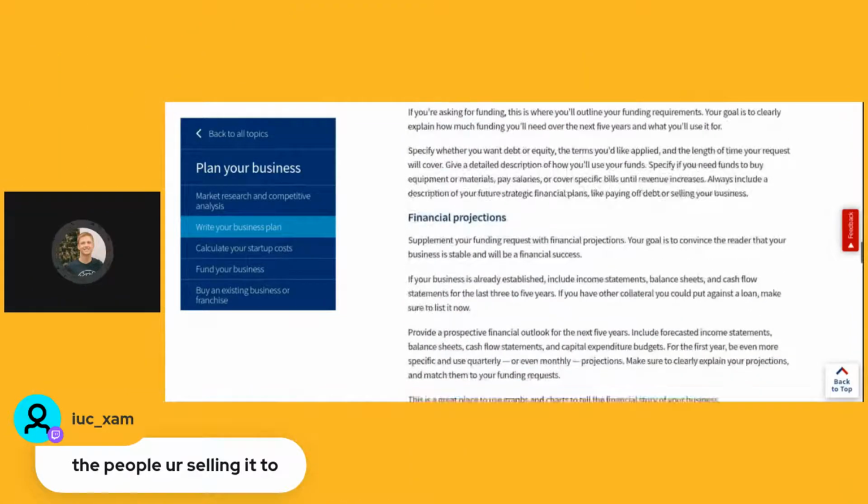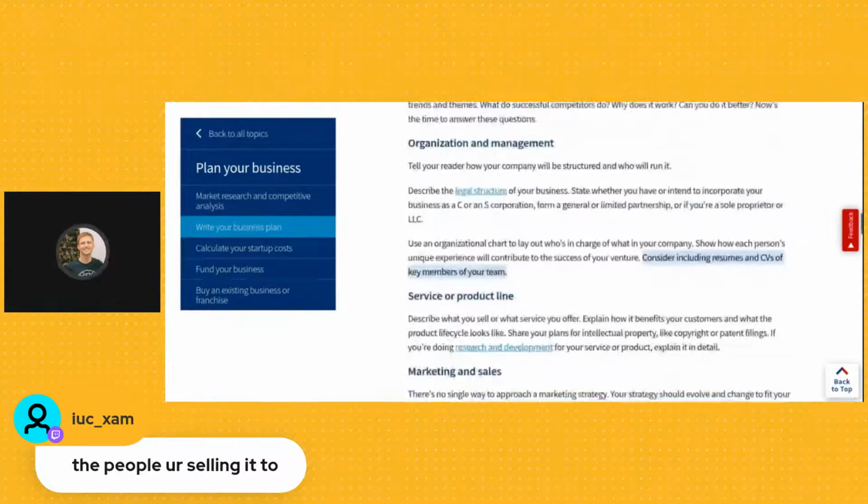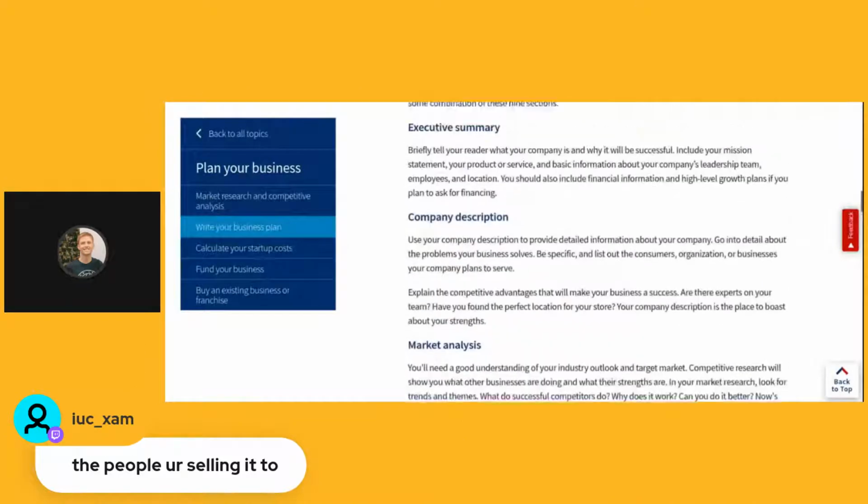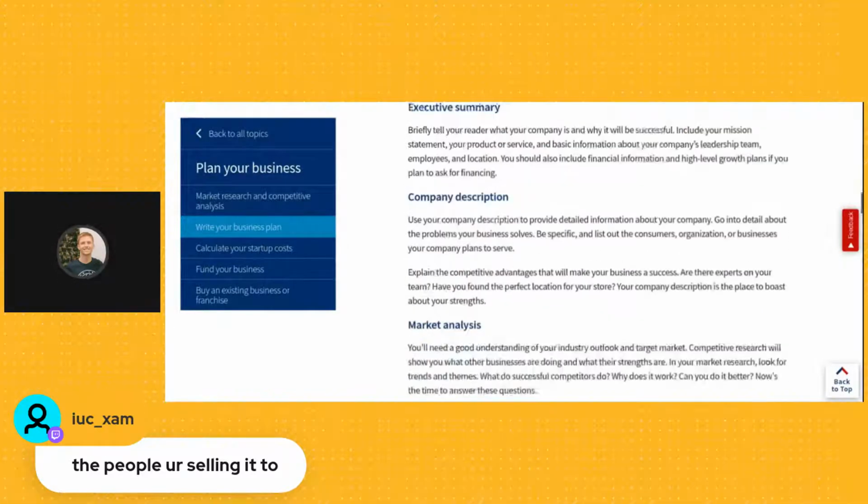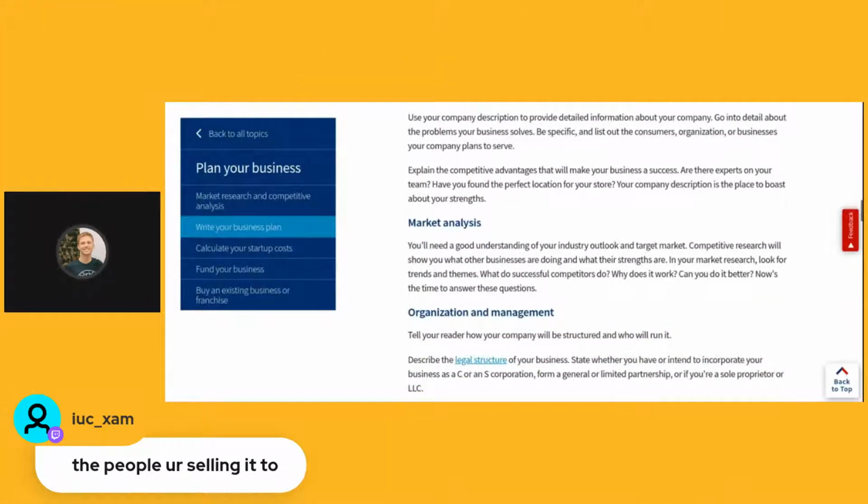Does anyone have any questions about these first four sections? We have executive summary, company description, market analysis, and organization and management. Does anybody have a question about anything particular about these sections? We're going to look at some examples later on, which will make it more clear exactly how to put this into practice. But for now, I just wanted to go over these in broad strokes.